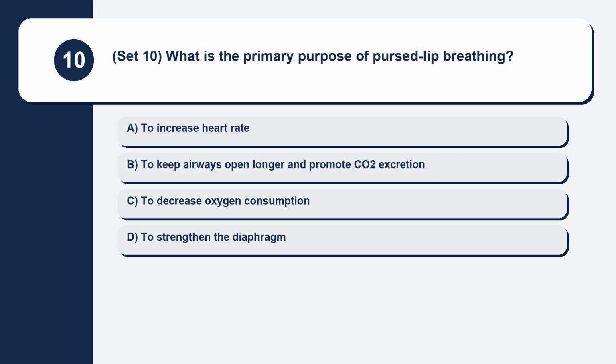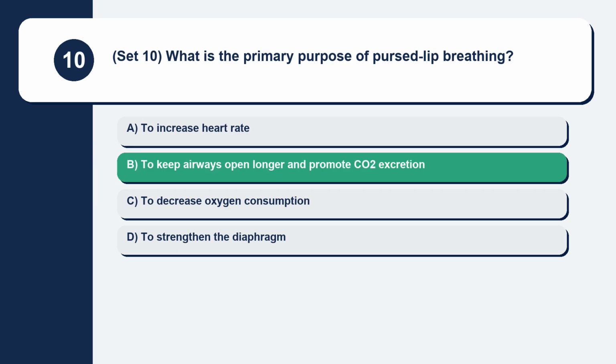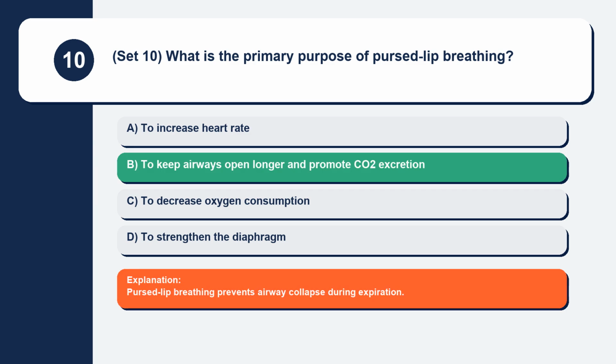Question 10. Set 10. What is the primary purpose of pursed lip breathing? To increase heart rate, to keep airways open longer and promote CO2 excretion, to decrease oxygen consumption, to strengthen the diaphragm. Pursed lip breathing prevents airway collapse during expiration.